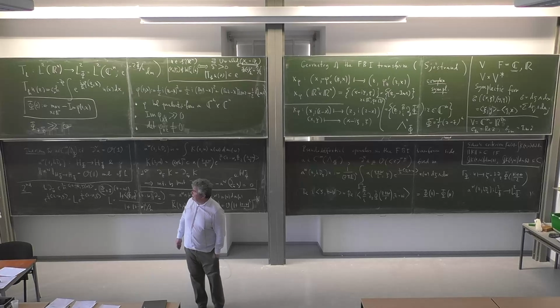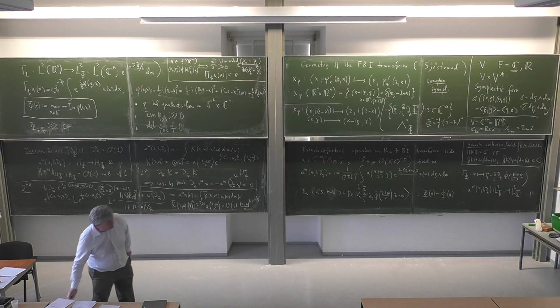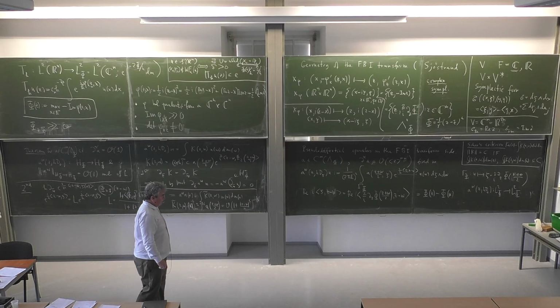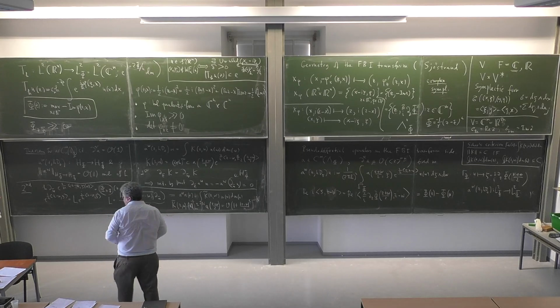So the last thing in the 10 minutes, I want to now deliver the punchline, which is how do those things act on the, how do we pass from real to complex to the FBI transform side?